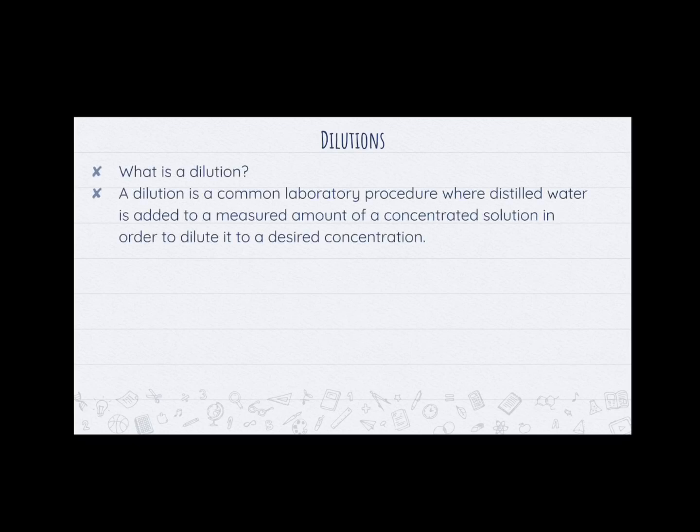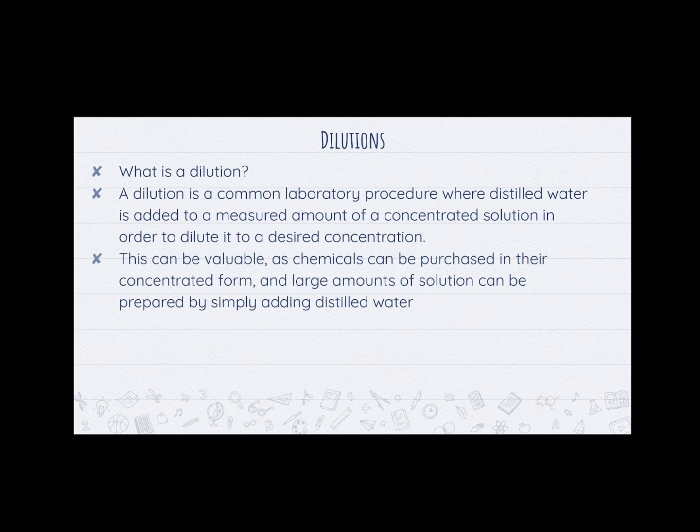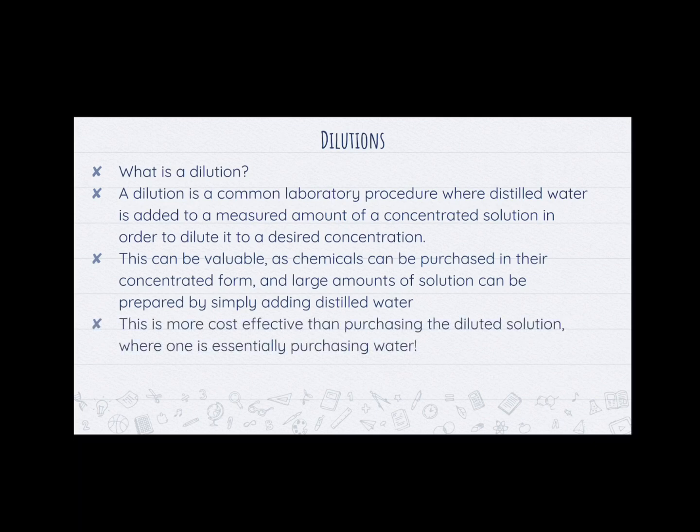Okay, next we have dilutions. A dilution is a common lab procedure where distilled water is added to a measured amount of concentrated solution in order to dilute it to a desired concentration. This can be valuable as chemicals are purchased in their concentrated form, and large amounts of solution can be prepared by simply adding distilled water, which is what I do anytime you have a lab. I have to dilute down whatever chemical it is and add water to it so that we can use it. This is a more cost-effective thing than purchasing the diluted solution, where one is essentially purchasing water.